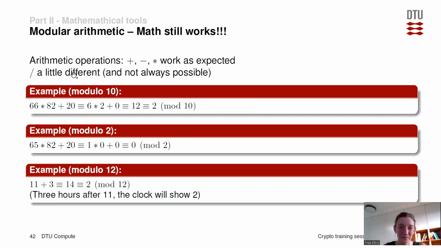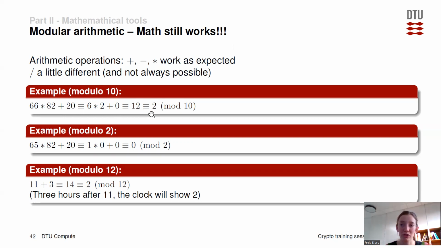We'll get to that. So some examples of math still working: say we're working modulo 10. Remember, modulo 10, I'm just interested in the last digit. So imagine I want to calculate this modulo 10. If I just want to know the last digit of this equation, then I can skip all the other digits because they're not going to have an impact on the last digit of the result. So that's what I do. I throw away everything but the last digit, and then I can calculate this. And that gives me 12. 6 times 2 is 12, and 12 is 2 modulo 10.